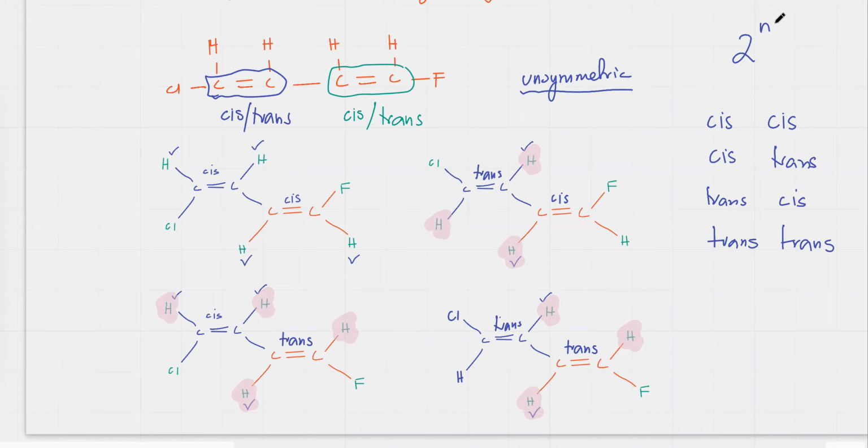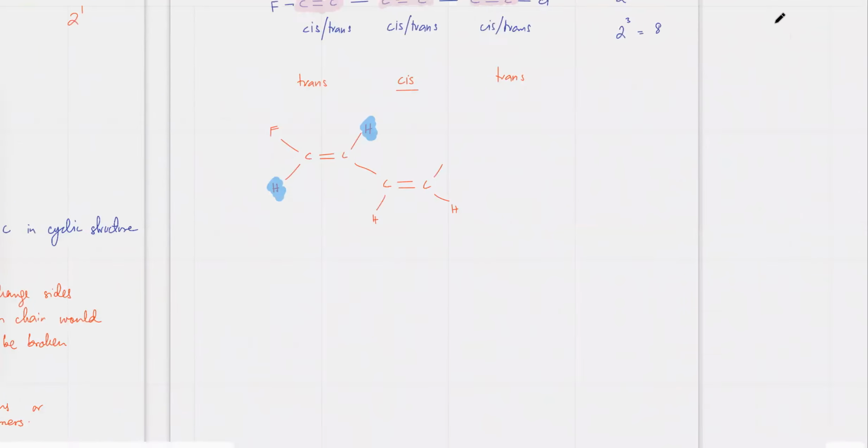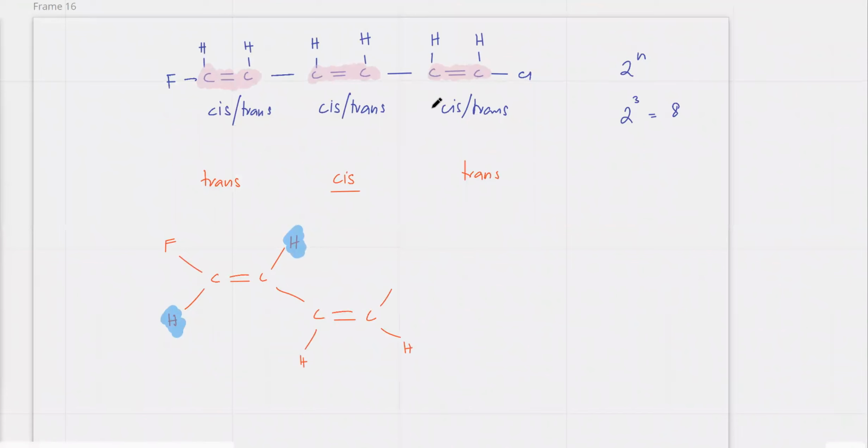Yes, sir. So the same goes for this molecule. If you have 3 double bonds, then you're going to have 8 different stereoisomers. I mean, this particular molecule can have 8 different 3-dimensional shapes. Okay, so I'm going to draw one of them. The first one is trans, the middle one is cis, and the last one is trans. So the middle one is cis.